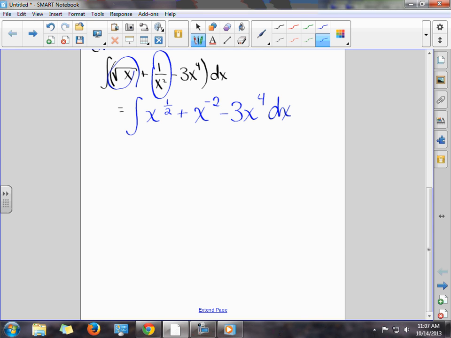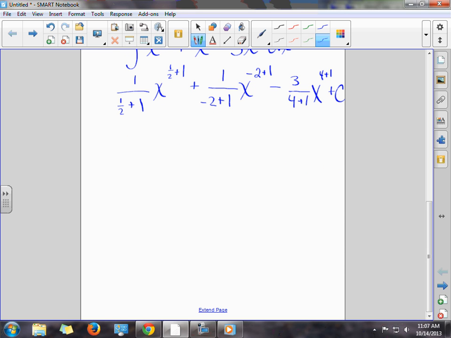You can distribute the integral symbol across addition. So this becomes 1 over 1/2 plus 1 x to the 1/2 plus 1, plus 1 over negative 2 plus 1 x to the negative 2 plus 1, minus 3 over 4 plus 1 x to the 4 plus 1. And don't forget your c.